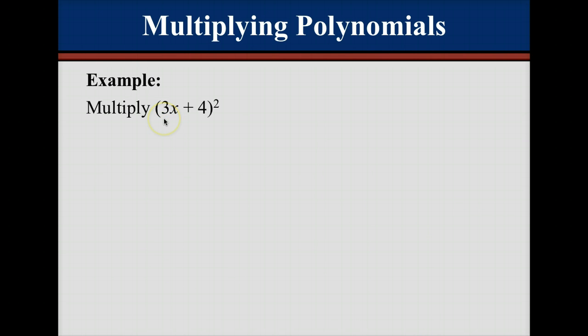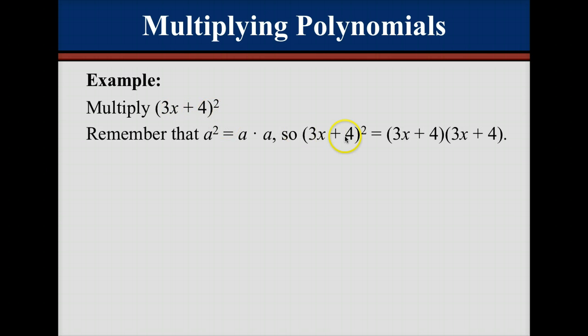Now we've got 3x plus 4 squared. Now one thing I want you to remember, this exponent means 3x plus 4 times 3x plus 4. It does not mean 3x squared plus 4 squared. Okay, that's a mistake that's made a lot. So do not distribute the exponent. We're multiplying this quantity by itself, times itself.